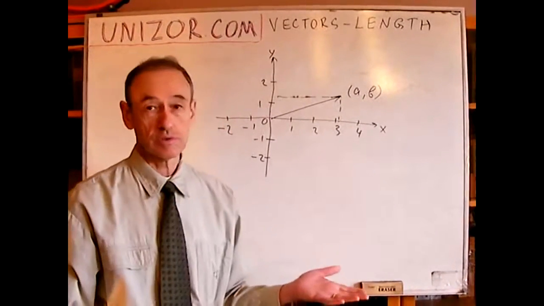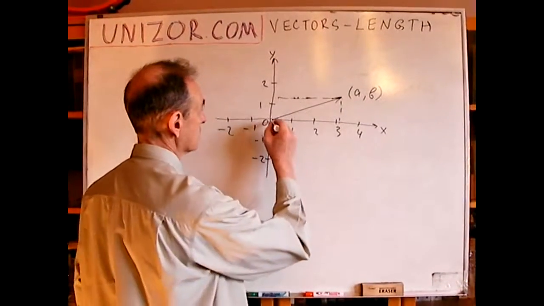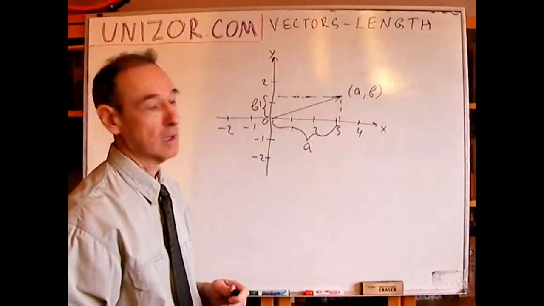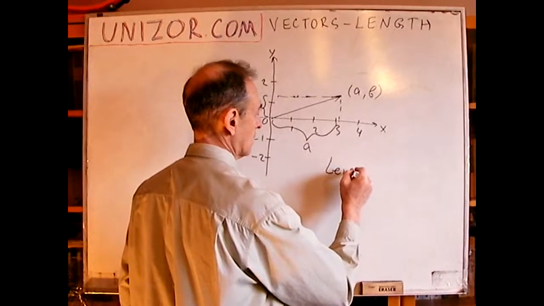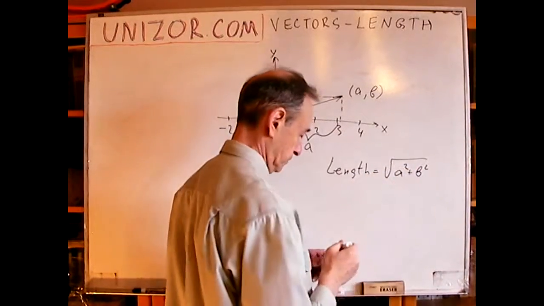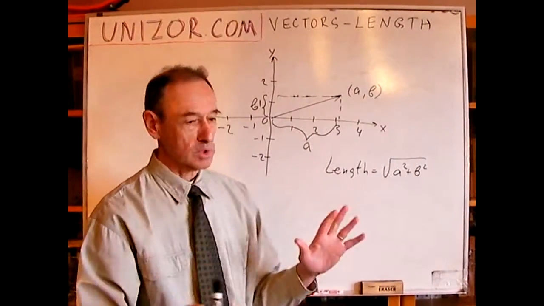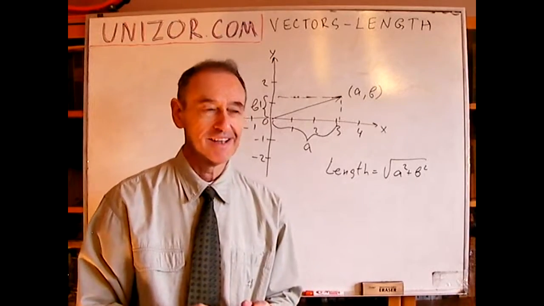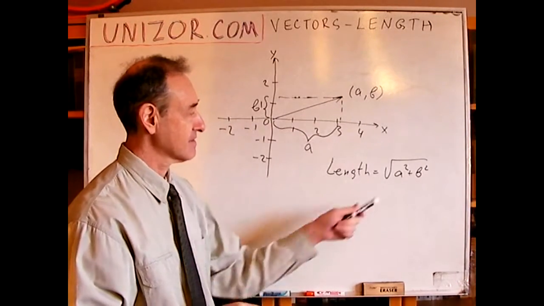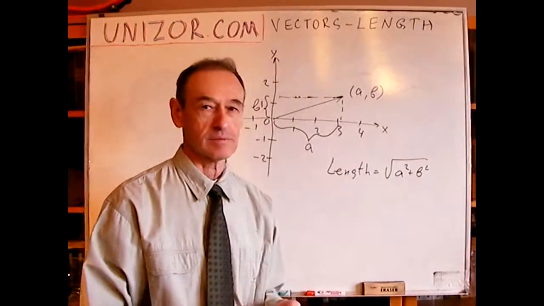Now, obviously we should use the Pythagorean theorem to find the length, right? So this piece is equal to a, this piece is equal to b, so the length is equal to the square root of a squared plus b squared, because this is the hypotenuse and these are the two legs. So what I want to say is that this is the formula for the length. Well, this is a two-dimensional case. Let's just spread it around.